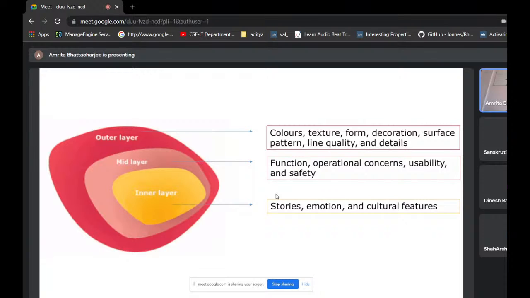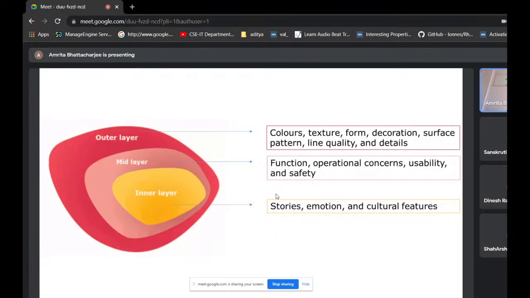So for example, if we take the example of red color, to some the red color means that it is something very attractive. To some, the red color means that it is something which is full of fear. To some, the red color means that it is something which unites people. So the only one color has different meaning based on the cultural context. So that is the outer layer.